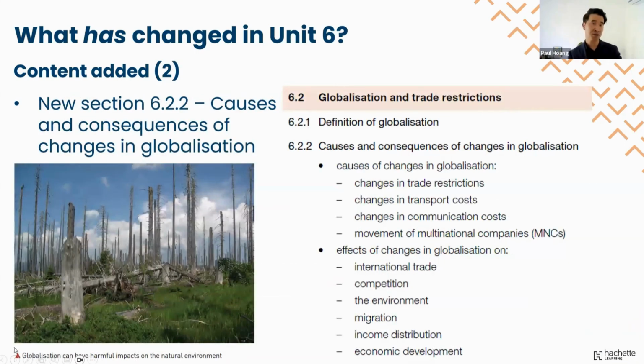Right, this is the big change. So as we're approaching the end of the syllabus, section 6, we're thinking we're almost there, not much more to teach. Then Cambridge add this new section in for us.